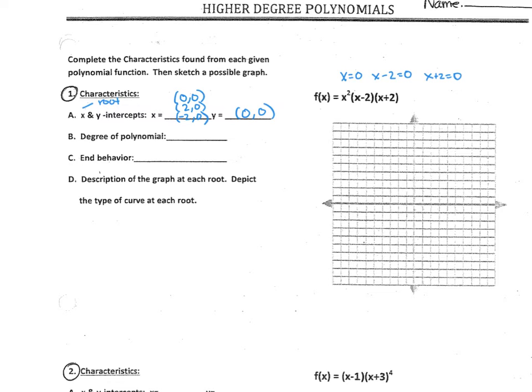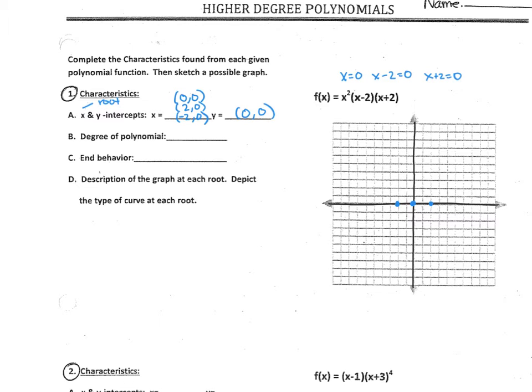So I'm going to take a moment right now and plot those points. And I'm also going to plot in these axes just a little bit better. I didn't really photograph well. There we go. So these points, we know we have one at (0, 0). We have one at (2, 0). We have one at (-2, 0). Okay, so we have our x and y intercepts graphed.